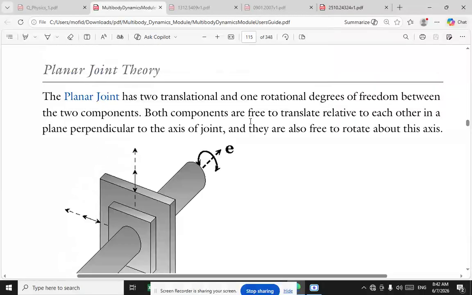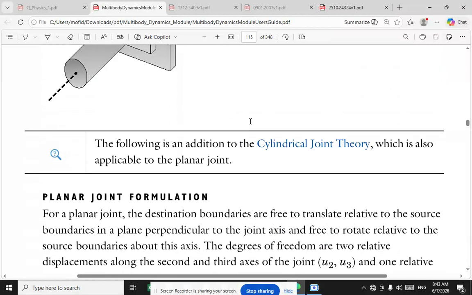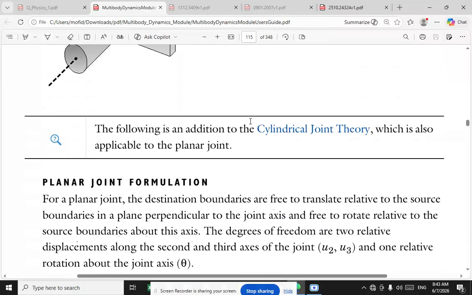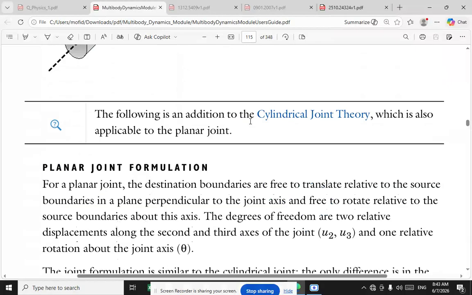The planar joint has two translational and one rotational degrees of freedom between the two components. Both components are free to translate relative to each other in a plane perpendicular to the axis of the joint, and they are also free to rotate about this axis. The following is an addition to the cylindrical joint theory, which is also applicable to the planar joint.